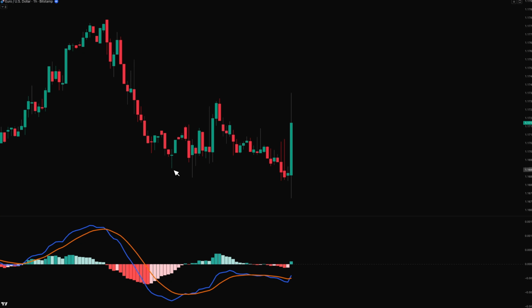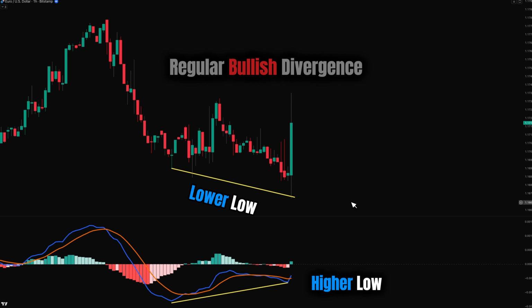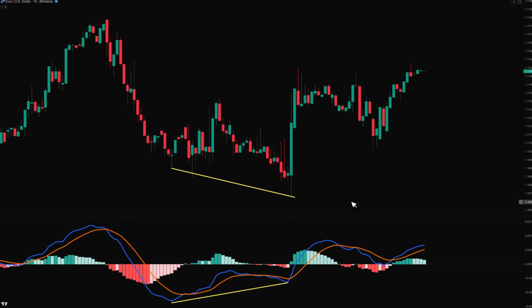Now flip it. When price makes a lower low but MACD forms a higher low, that's a regular bullish divergence. Momentum is increasing even though price still looks weak. It's a sign that sellers are getting exhausted and a bullish reversal could be close.